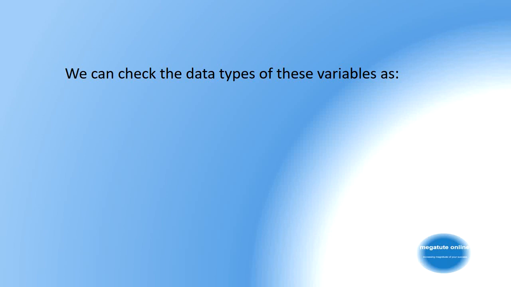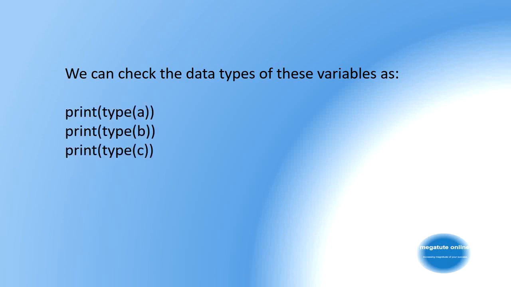Since we do not specify the data type at the declaration, Python automatically takes it depending on the data which I store to a variable. So to know the new data type of these variables, we can use the type function. So if I use type function type A, it will tell me the data type of the variable A. Similarly for B and similarly for C.